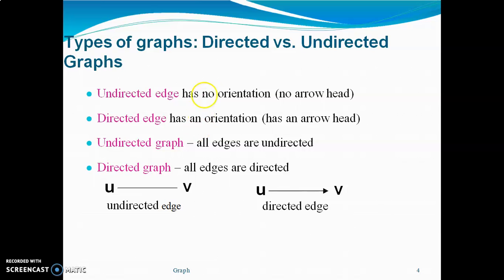Next, types of graphs. Generally, we can draw graphs in different types. The general types of graphs are directed graphs and undirected graphs. A directed graph is a graph that has a direction. Say, for example, there is a vertex u and a vertex v, and there is an edge going from u to v. This is a directed graph.